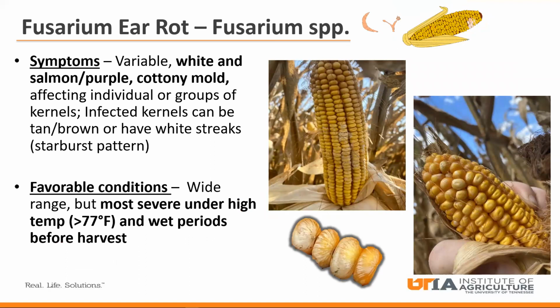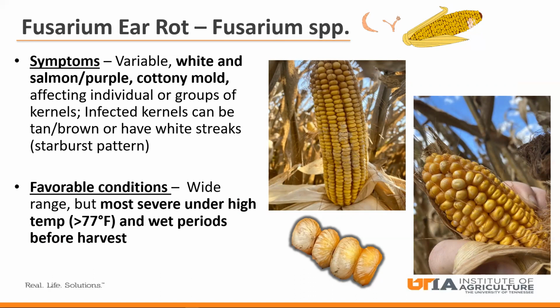Fusarium ear rot is caused by a few different Fusarium species, and this is one of two ear rots that we'll be talking about today. The most common species usually associated with Fusarium ear rot are Fusarium verticillioides and Fusarium proliferatum. Fusarium ear rot is more common year to year in Tennessee because the conditions are more favorable, and because it has a wide range of environments that it can adapt to. But it's more severe in high temperatures above 77, though it likes a little more moisture than our hot, dry rot, Aspergillus.